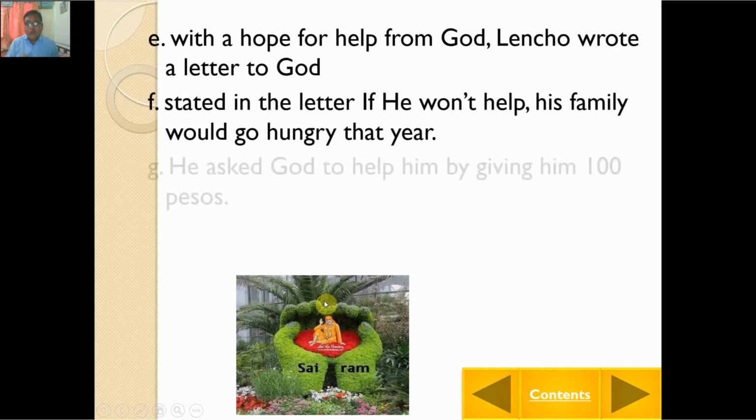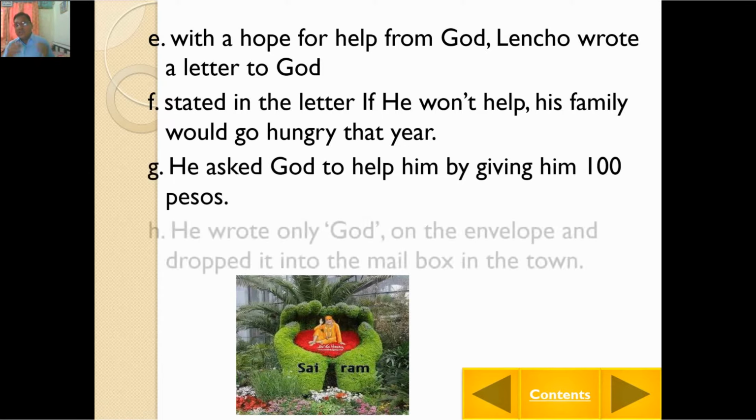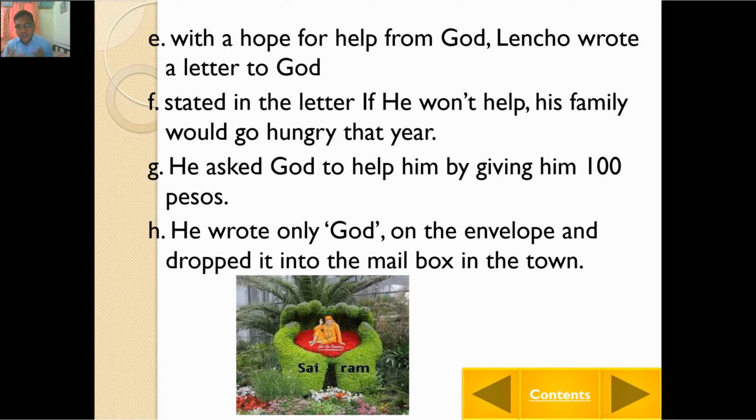Further, with a hope for help from God, Lencho wrote a letter to God. A very strange thing was stated in the letter: if he did not get help, his family would go hungry that year. He asked God to help him by giving him 100 pesos. He wrote only God on the envelope and dropped it into the mailbox in the town.